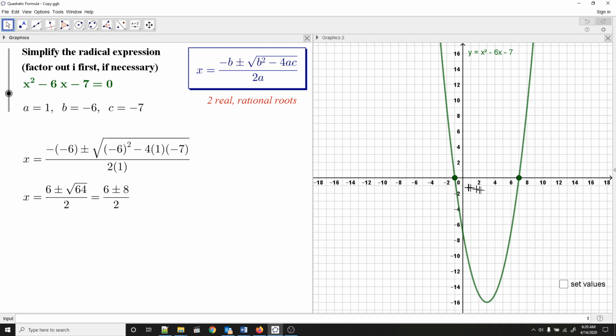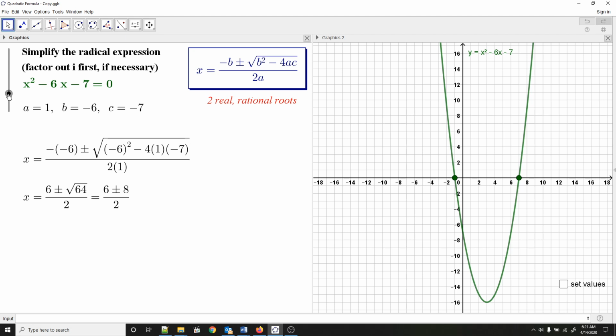Now, if you look over here to the graph on the right, I want to make sure that you can still see the connection between the quadratic formula and solving by graphing. You will see that I have two real roots. And it looks like it might be exactly on negative 1 and 7, and so those would be rational roots. Let's see if that's where we lead to.